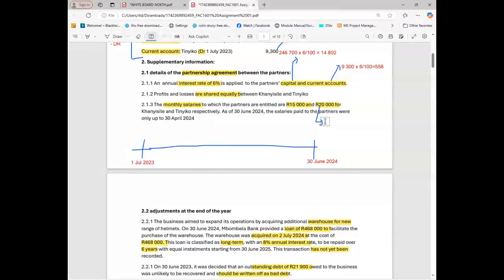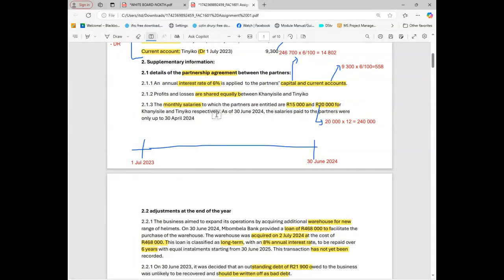So let's calculate the salaries for the whole year. So it's going to be 20,000 times 12, for the whole year. So it's 240,000. So for the whole year, this is what has been paid to Dinico. Can you see now? That's what they said.